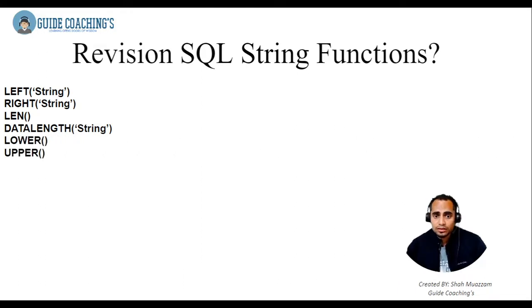So what is left? If we want to start counting from the left side, we will use the left function. Whenever we want to get the string from the right side, we will use right. Whenever we want to get the length of a particular string, we will use len. Whenever we want to calculate the length of the data, we also use a string function. So len and data length are the same. Then we had upper and lower.